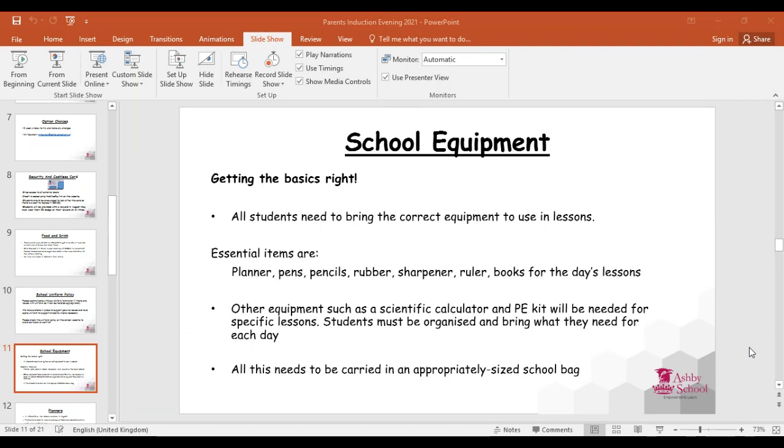Just another question regarding PE kit. On days when you've got PE, you will come to school in your normal school uniform and you will just get changed for your PE, which I know is very different because I see Ivanhoe students in their PE kit first thing in the morning before school. But slightly different at our school, you will go to the changing rooms and you will get changed into your PE kit when you have those lessons.